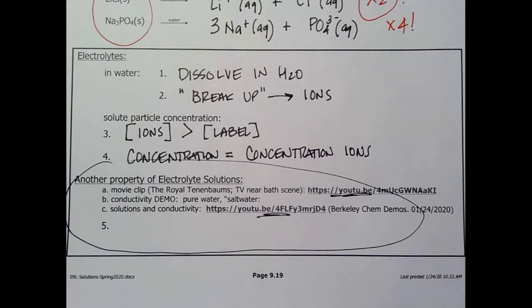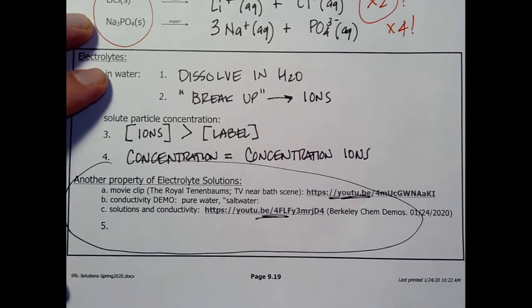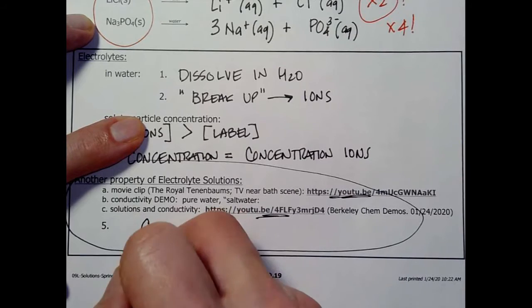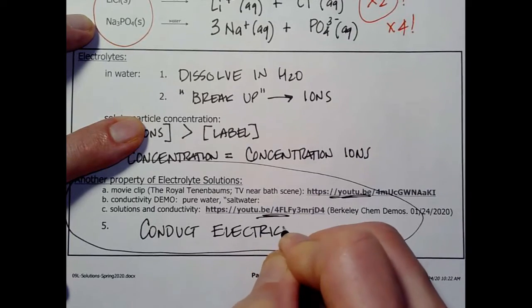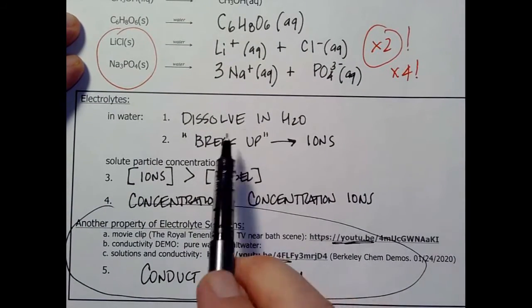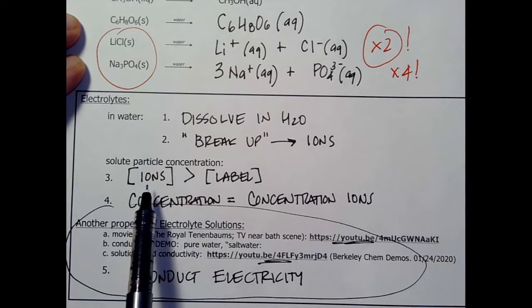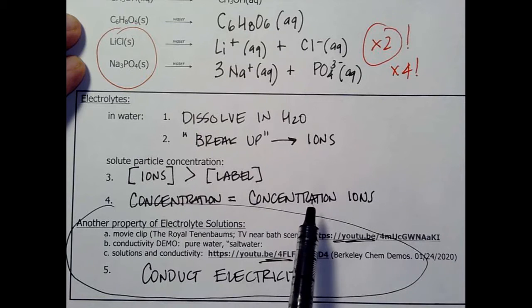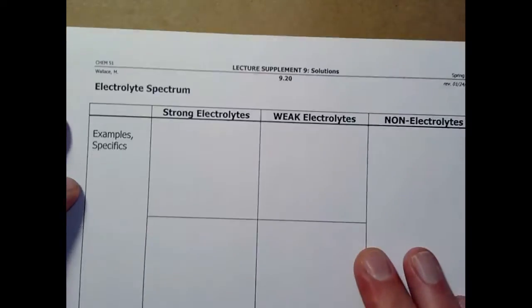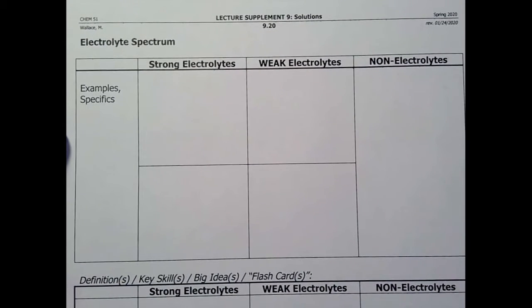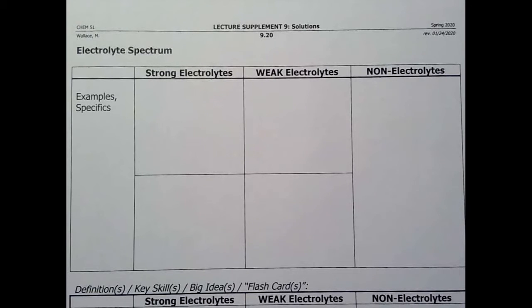All right, you watch the videos, right? Well, in the video from Berkeley, you saw non-electrolytes in water and strong electrolytes in water. And what you noticed about the electrolyte solutions is they conduct electricity. So electrolytes dissolve in water, break up into ions. Consequently, the concentration that we talk about is really the concentration of the ions. The concentration of the ions is greater than what's on the label, and that solution itself conducts electricity.